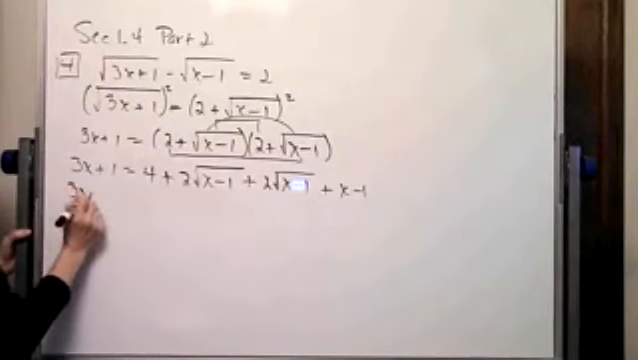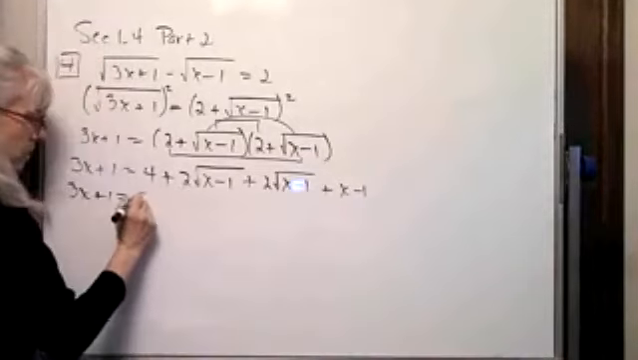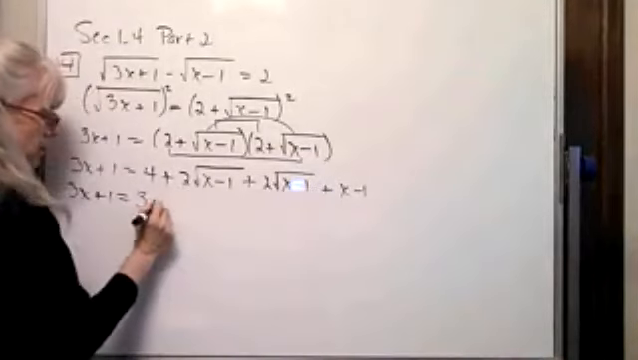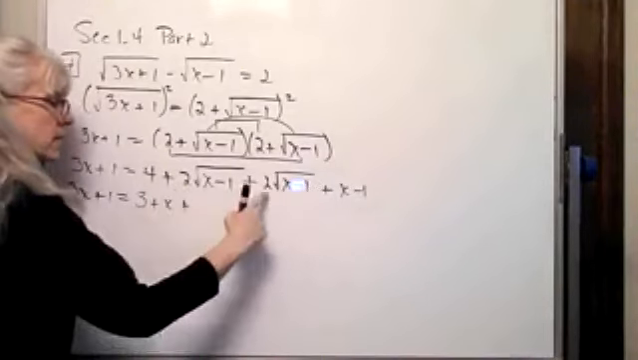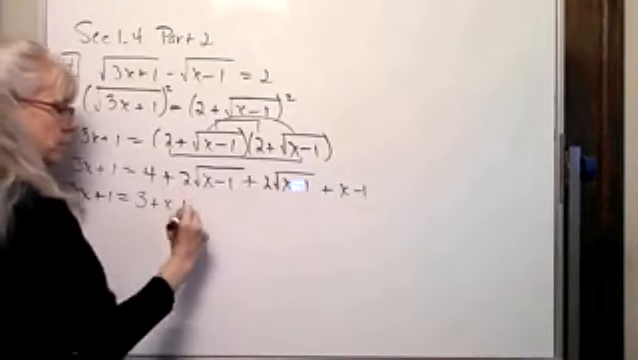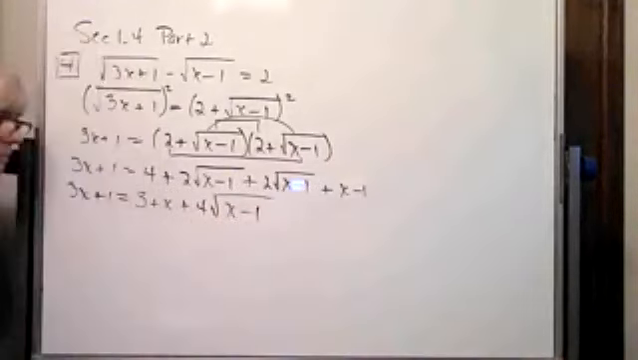So we're going to collect like terms. I have a 4. I've got a minus 1. That's going to give me a 3. I'm going to bring this x to the front just because it looks better there. I can add my 2 radical terms together by adding their coefficients, or the numbers in front. That's going to give me 4 times the square root of x minus 1.